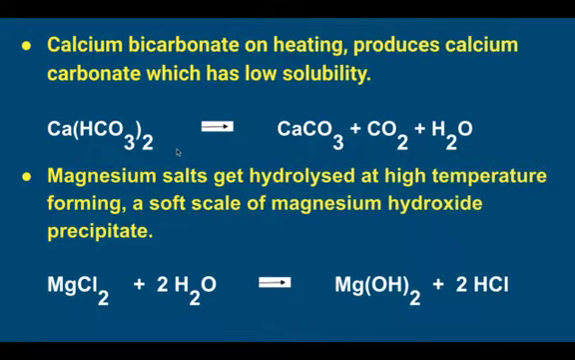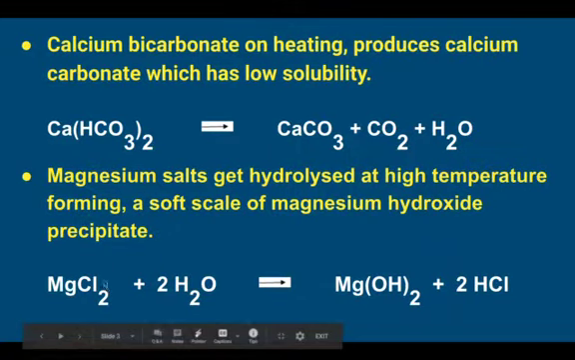Say calcium bicarbonate, if it is present in boiler feed water, upon heating to a high temperature, it gets decomposed to calcium carbonate, carbon dioxide and water. Now this calcium carbonate has lower solubility and therefore it gets precipitated out and deposited as scales. Now magnesium salts, if present, get hydrolyzed at high temperatures, forming a soft scale of magnesium hydroxide precipitate.